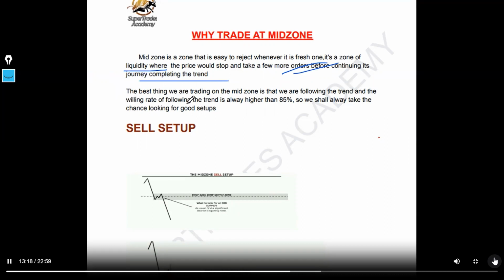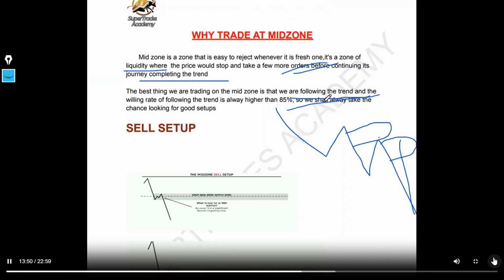So the best thing about trading on the mid zone is that we are following the trend. If you're trading on these mid zones, you're following the trend. If the trend is going down, you're following the trend. And the good thing about following the trend is that the winning rate is always around 85%. So we shall always take the chance looking for a good setup. This is a very prominent setup to sell from, because the winning rate is always high. So let us see the sell setup on this mid zone, guys, and see how we trade it.